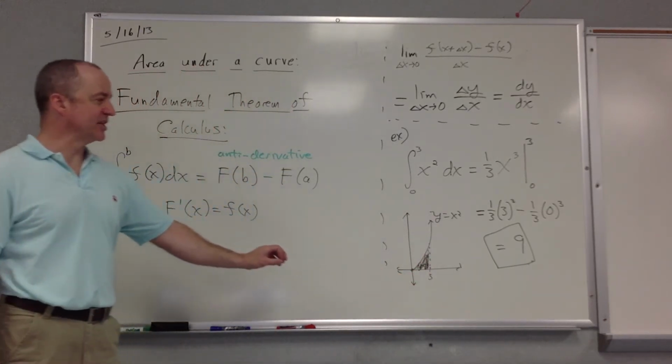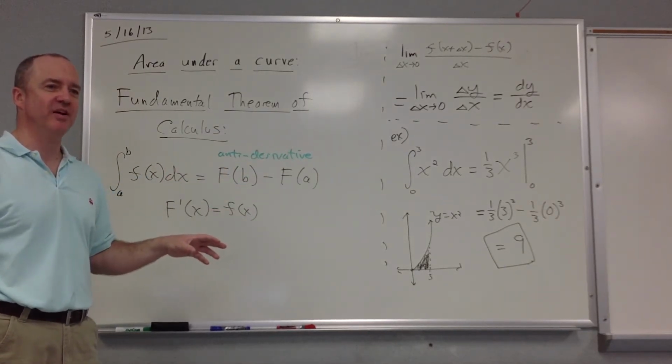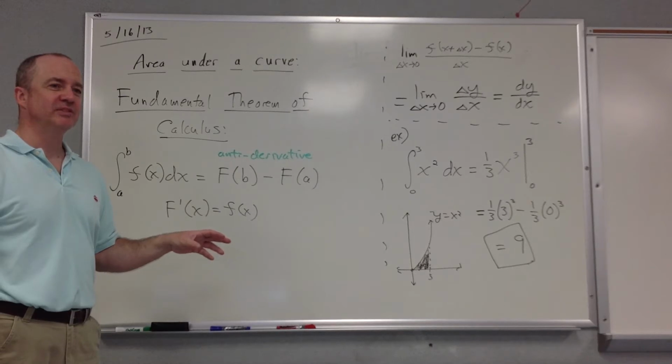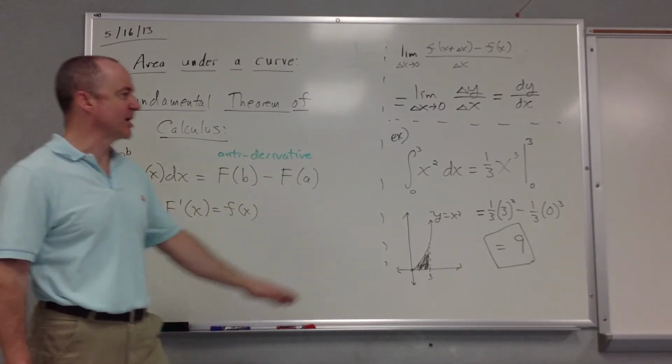When things were constantly accelerating in physics, how easy would this have been to find out how far they'd gone? As long as the acceleration was constant, yeah, it would have been easy for falling objects, as long as you remember how to anti-derive.